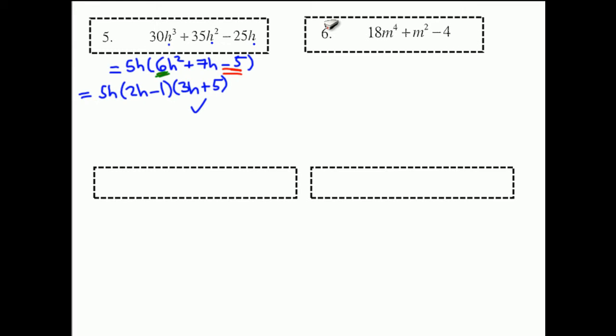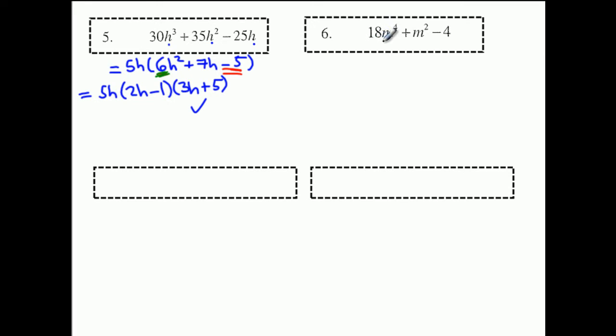Right, for the next question, we've got 18m to the fourth plus m squared minus 4. You would try to pull out a greatest common factor first. Doesn't look like we can pull out any numbers from all three of these terms, nor can we pull out any letters, so no, we can't do a greatest common factor at this point. We've got a three-term polynomial where a is not 1.